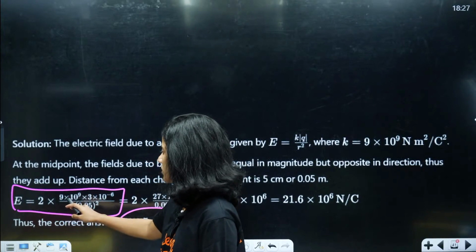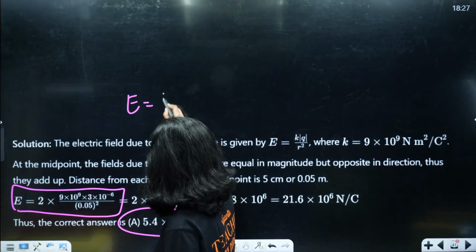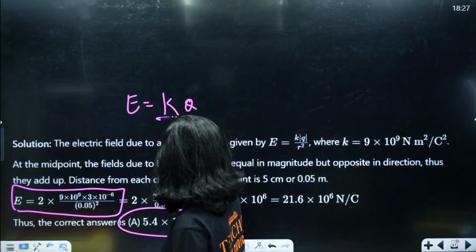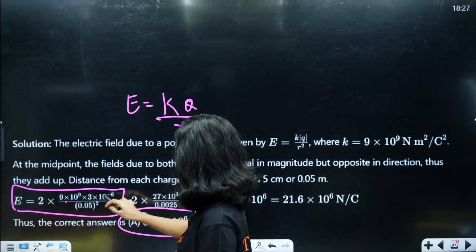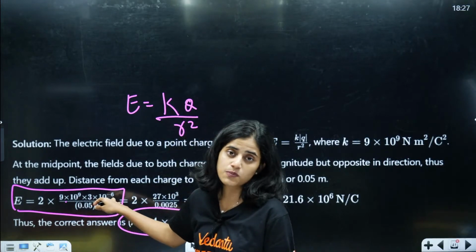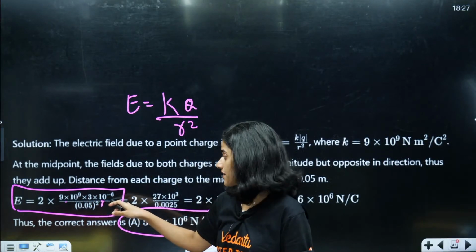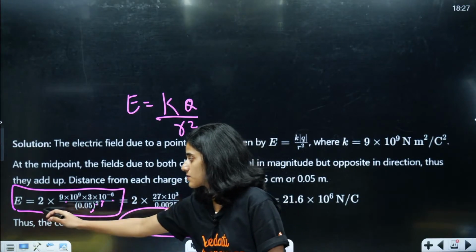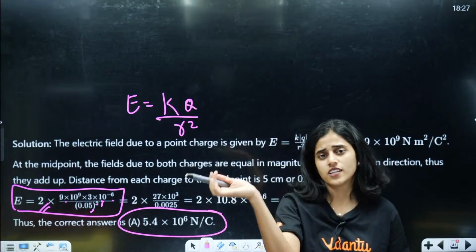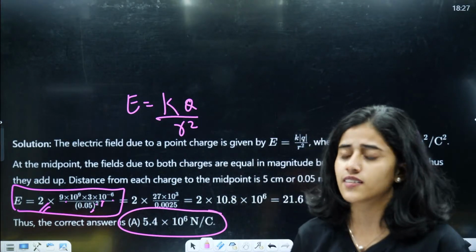E is equal to KQ by R square. K is 9.9 into 10 raised to 9. Q is 3 into 10 raised to minus 6. Because it's micro, you have to convert. You have to write 10 raised to minus 6 divided by 0.05 square. Now you just multiply it with 2 because there are 2 charges on both the sides and you need the total electric field.